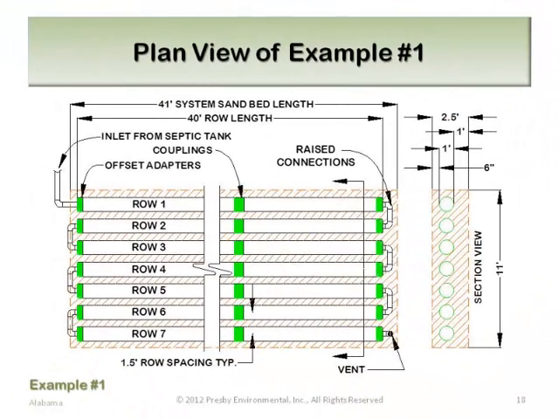Because our daily design flow was less than 600 gallons per day, I've chosen to use a basic serial layout. With basic serial systems, you are not required to use a D-box, so this system can connect directly to the septic tank outlet. And finally, a vent is attached to the end of the last row in the series. Note that 12 inches of system sand is always placed below the advanced Enviroseptic pipes.